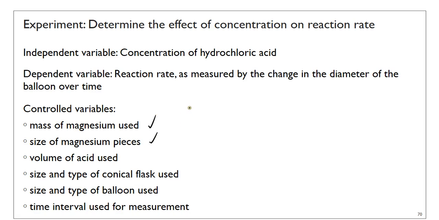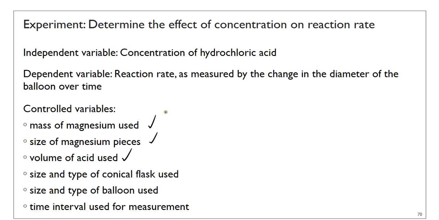If you remember when we did this experiment, we had either magnesium ribbons, the long strips of magnesium, or the turnings, which are really small. So you can't vary the size of the magnesium pieces. You have to stick to one, otherwise you're varying something else besides concentration. The volume of acid that you're using should be the same.